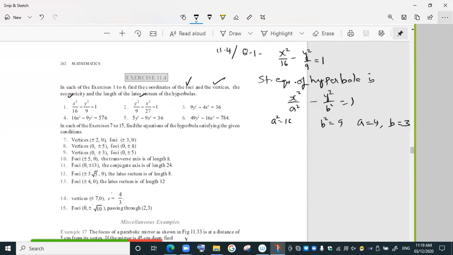Now we have to find the coordinates of the foci. The foci coordinates are plus minus ae, 0. For that, we need to find the eccentricity. And for eccentricity, the formula is eccentricity is equal to the square root of 1 plus b square upon a square.